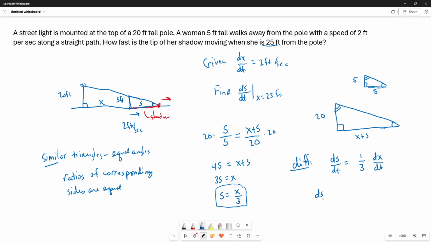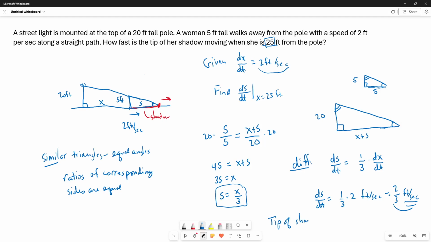So the length of the shadow is changing at a constant rate of 1/3 times 2 feet per second. We were given that dx/dt was 2 feet per second. So the shadow is lengthening at a constant rate of 2/3 of a foot per second. So it really doesn't matter how far she is from the pole, her shadow is lengthening at the same rate. So how fast is the tip of her shadow moving? The tip of the shadow is moving at a rate of 2 feet per second plus 2/3 of a foot per second.